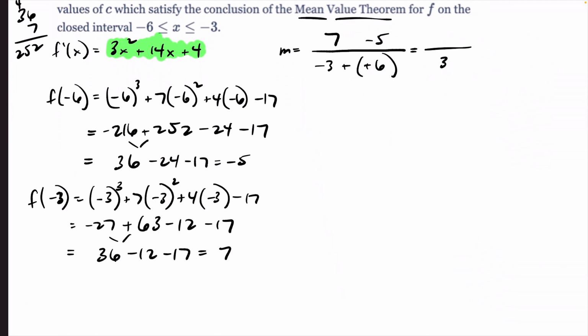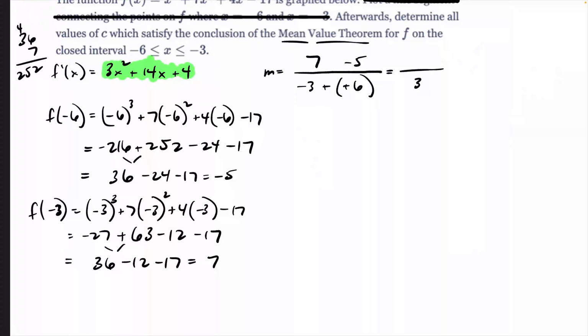So 7 minus 5 is 2. So we get positive 2/3. There's our other part of our next step.